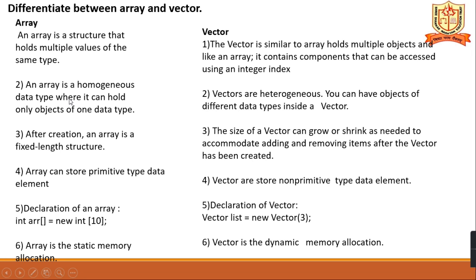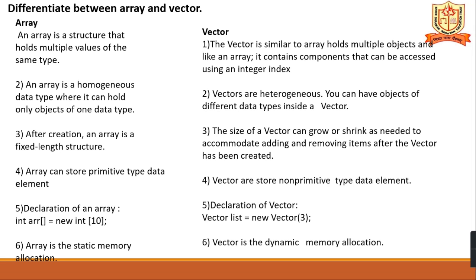And next, what is the difference between array and vector? It is very important. In every exam it comes. What is the difference between an array and a vector? An array is a structure that holds multiple values of the same type. It is very important. A vector is similar to an array but holds multiple objects. Like an array, it contains components that can be accessed using an integer index. So a vector contains an array of different objects.